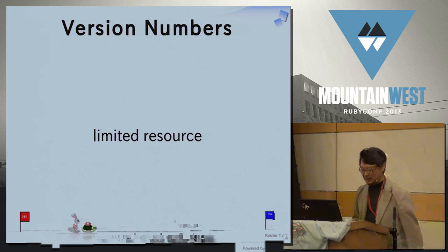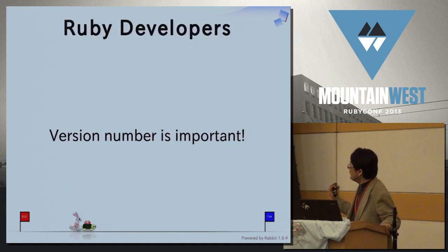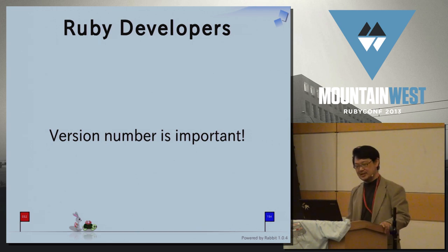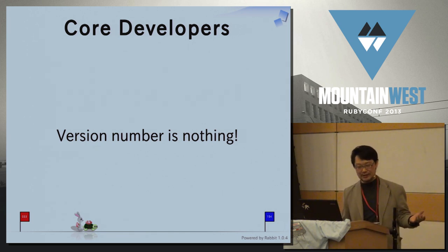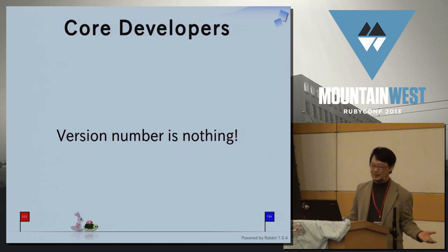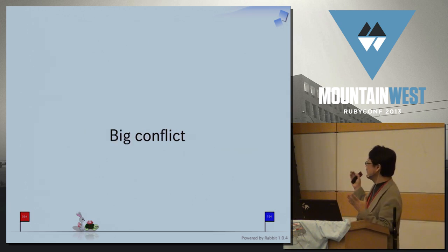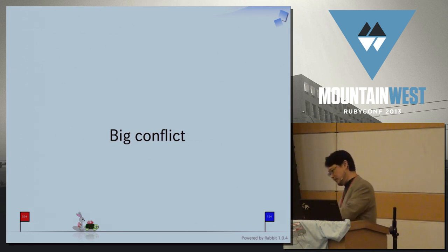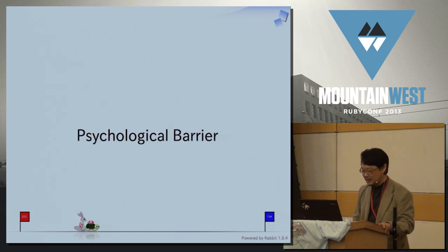So the version number is a very limited resource. That introduces a kind of psychological barrier for the version numbers. For Ruby developers, version numbers are very important: 1.9 has this feature, 1.9.2 has that feature. But for core developers like us, the version number is nothing. We fix bugs every day, we introduce new features every day, we improve performance every day. We have trunk. So there is a very big conflict between the core developers and the Ruby users and the community as a whole. That is one of the reasons for the psychological barrier.